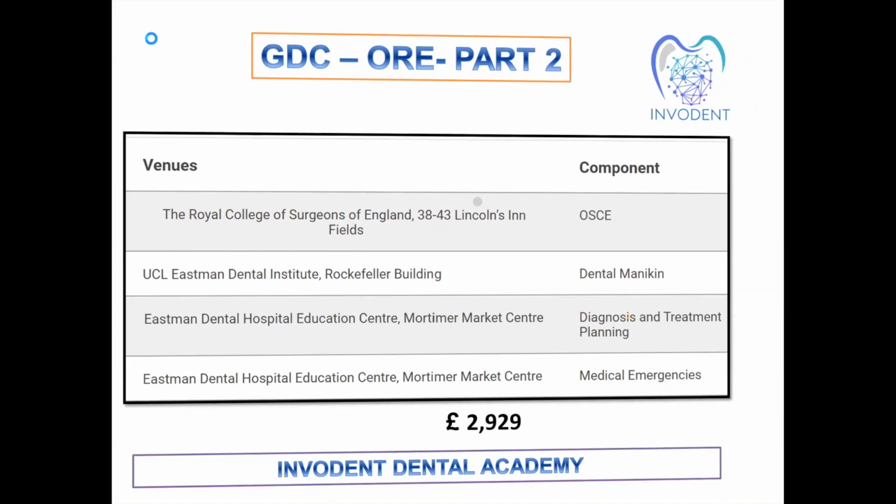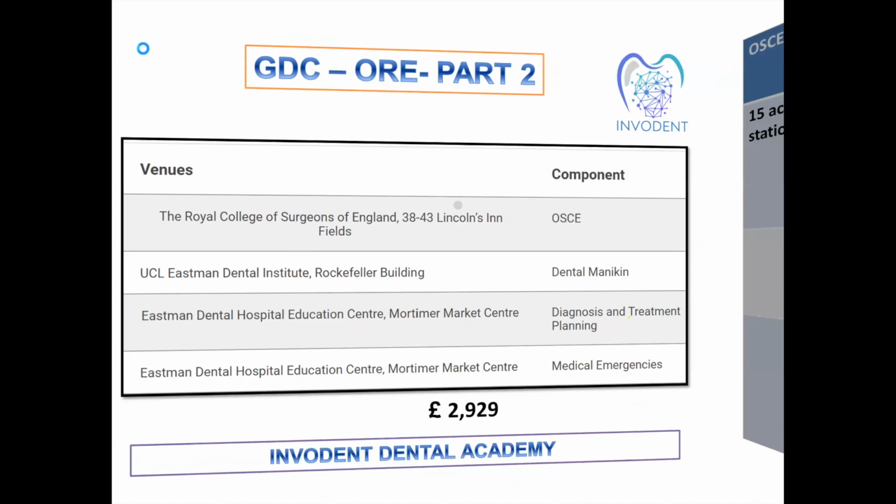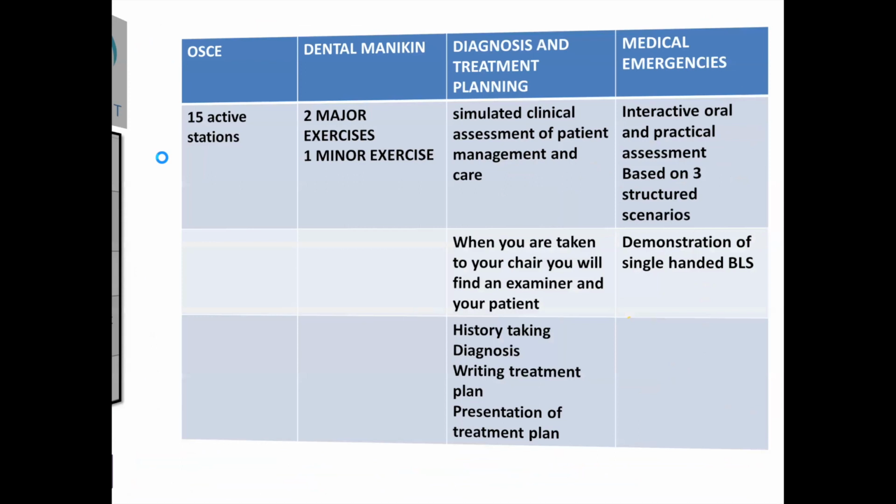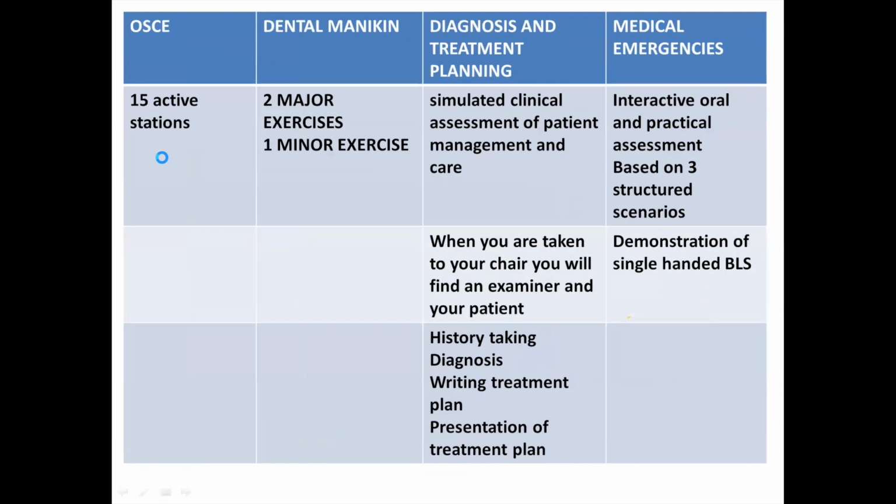So the first part of the part 2 exam is the objective structured clinical examination. There are 15 active stations, like our practical examination in our BDS. In each station, there is a clinical scenario that you have to crack. There have to be some MCQs answered. There have to be some clinical procedures done. It is a mix and match. There are 15 stations you have to perform. So that is your objective structured clinical examination.